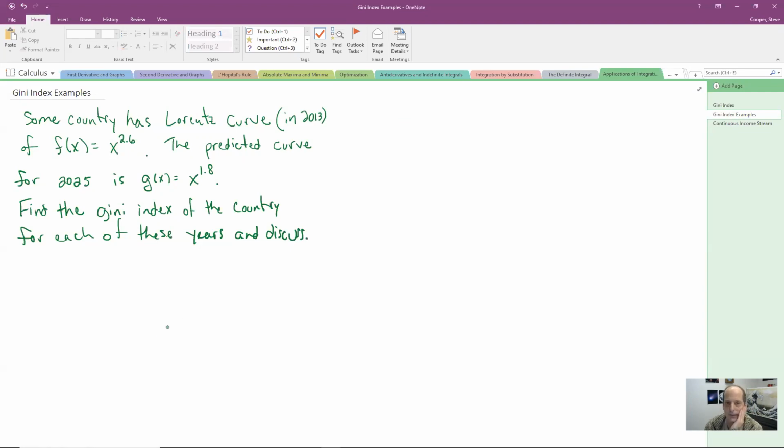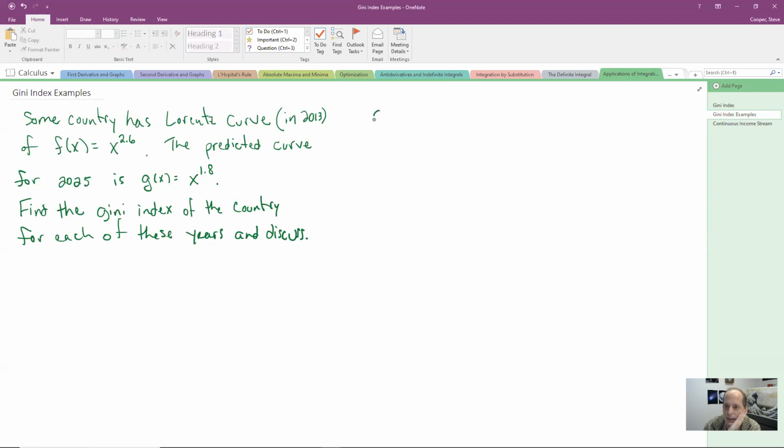All right, so our goal is going to be to find the Gini index. Obviously, since my Lorenz curve is different in 2013 from what we predict it to be in 2025, we're going to decide if we've improved the distribution or whatever. That's what we'll discuss once we take a look at this.